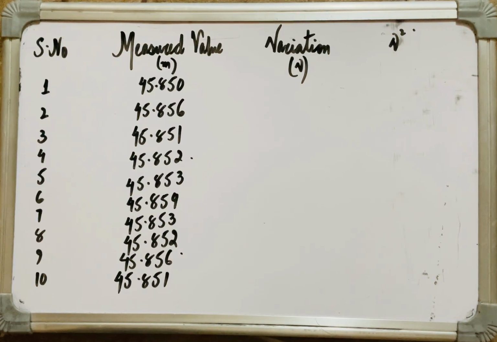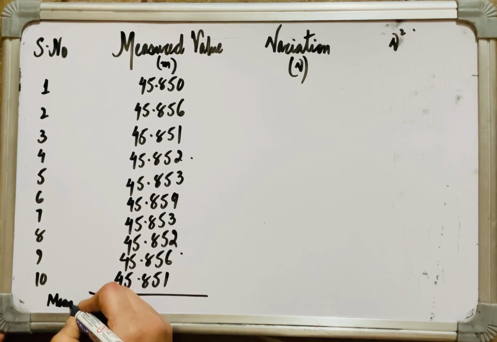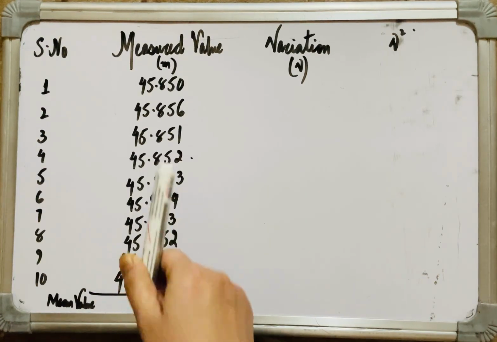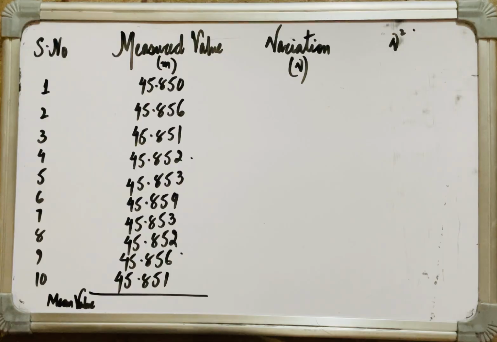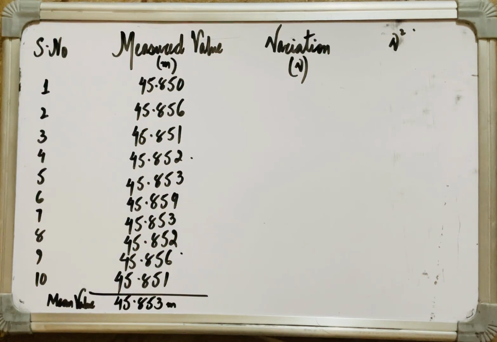First, the first task is to calculate the mean value, which is equal to the arithmetic mean of these 10 measurements, and by calculations that is equal to 45.853 meters. So the mean value or the most probable value is equal to 45.853 in this case. And how do we calculate the arithmetic mean? Sum of all the observations divided by the number of observations. That means sum of all divided by 10. All right, so the first part is complete. Next, we'll calculate the residual or the variation, that is equal to how much?